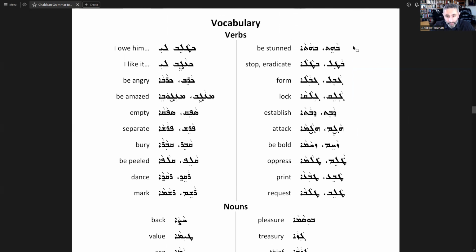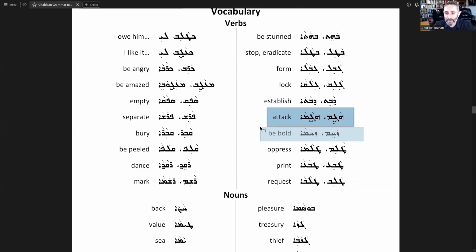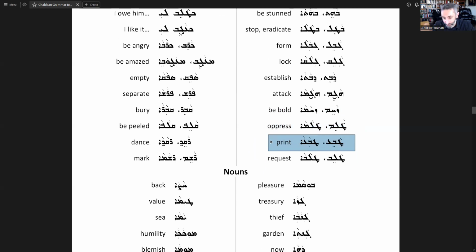Okay. Some verbs. Bahat, bahata, to be stunned. Batal, btala, to stop or eradicate. Gawil, gwala, to form. Ghaliq, ghlaqa, is to lock. It can also mean to close sometimes. Dhabit, dhbata, to establish or to secure. Hajim, hajama, to attack. Zachem schama, to be bold. Valim vlama, to oppress. Taba tba'a, or tawa twa'a, both of them are used, to print.